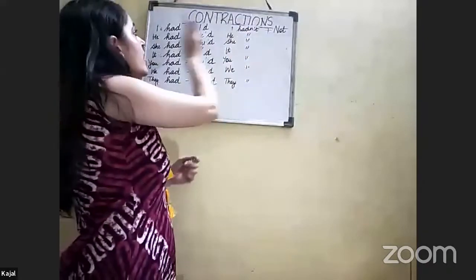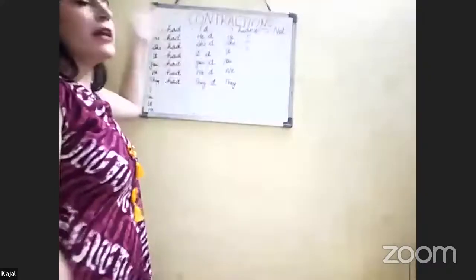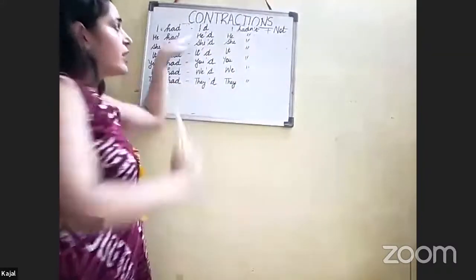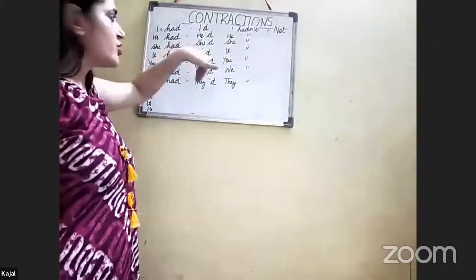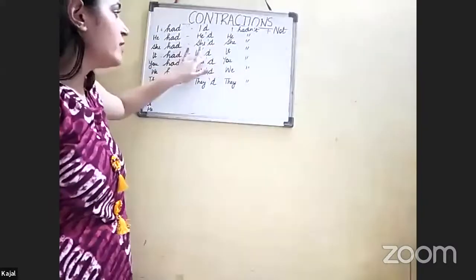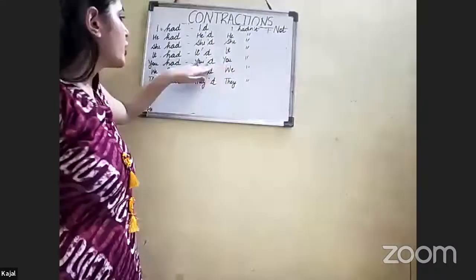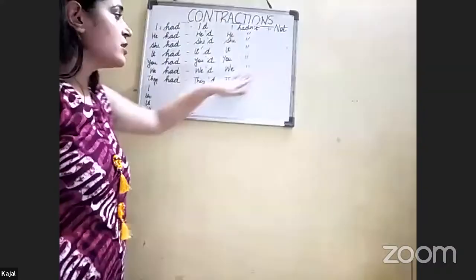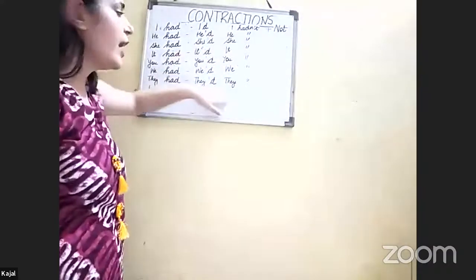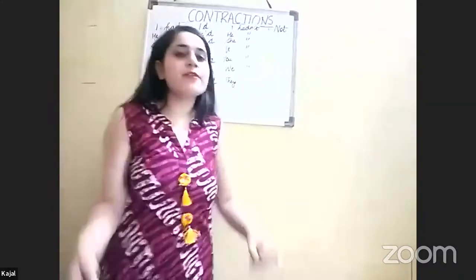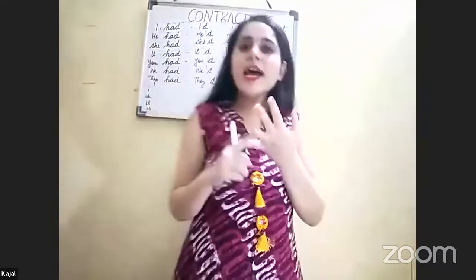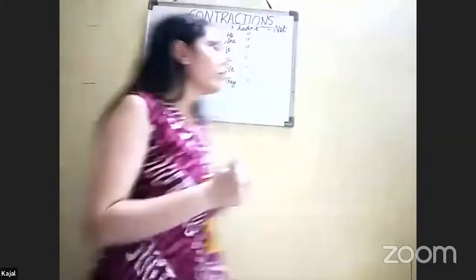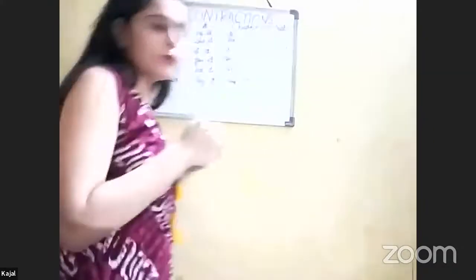So this is I had and had not. So we did I hadn't, he hadn't, she hadn't, it hadn't, you hadn't, we hadn't, and they hadn't. So till here we have done is, am, are, has, have and had. So next we have was and were. I'm just writing it on the board.